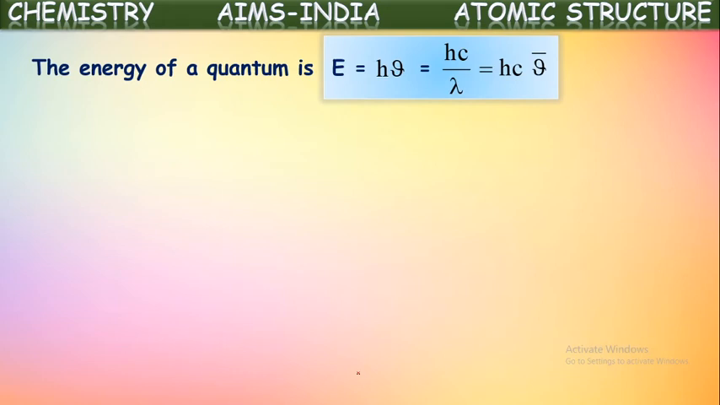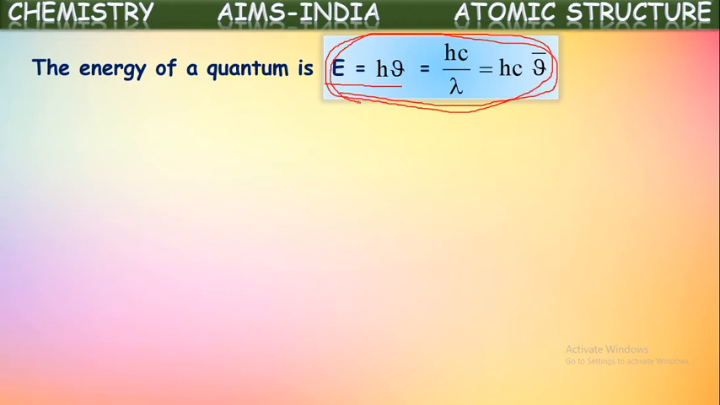So from that relation, we can write the energy of the quantum as E = h nu, where to remove the proportionality, a constant h is taken. Or in place of nu, if we substitute the relation nu = c/lambda, it becomes E = hc/lambda. We know 1/lambda is the wave number, so E = hc nu bar. So these are the relations which we generally use in mathematical calculations related to electromagnetic radiation.